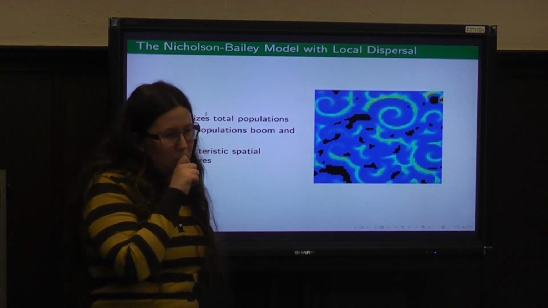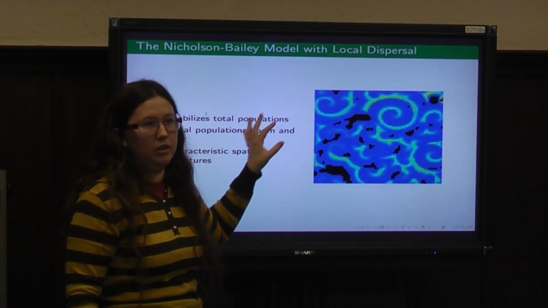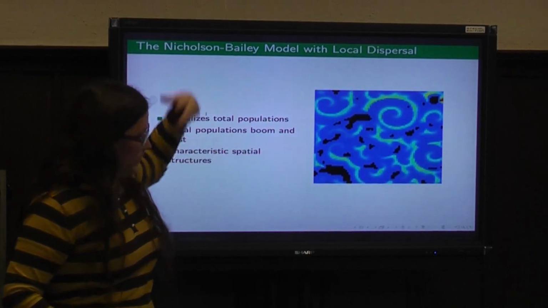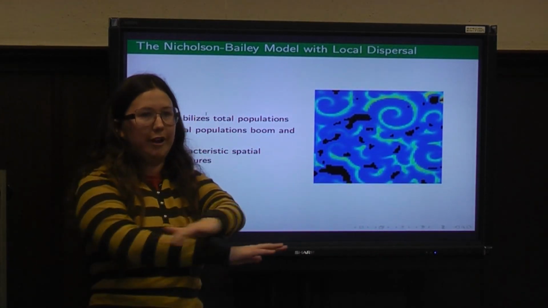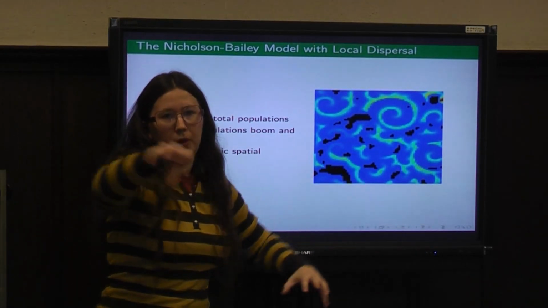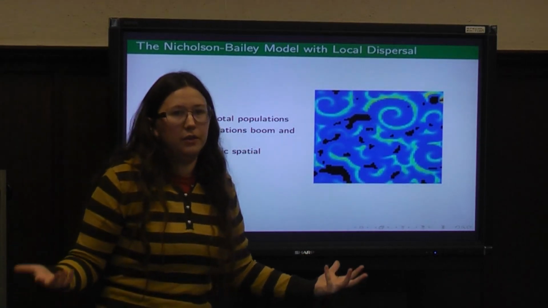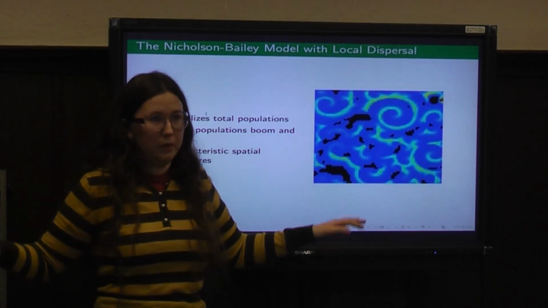So one question is, how robust are some of these features? Because right now, what we're looking at in these past slides is a perfectly homogeneous environment, where no matter where you are, the aphid fecundity is the same. So the hosts are going to do just as well over here as they are over here, and there's no variation whatsoever.